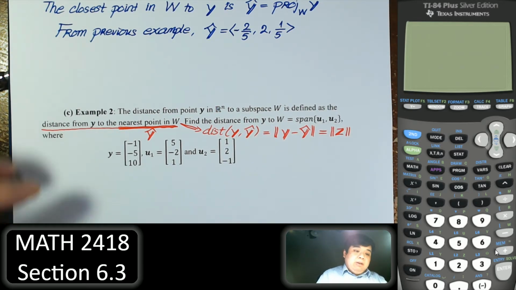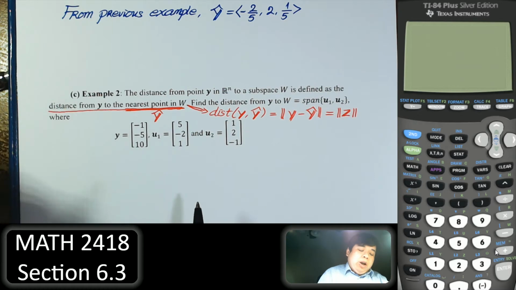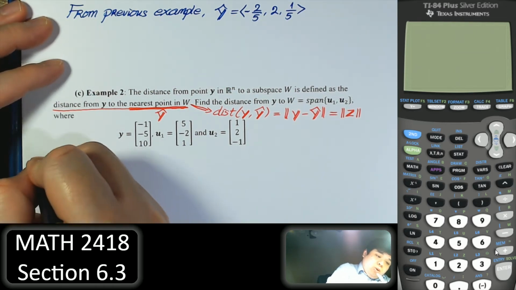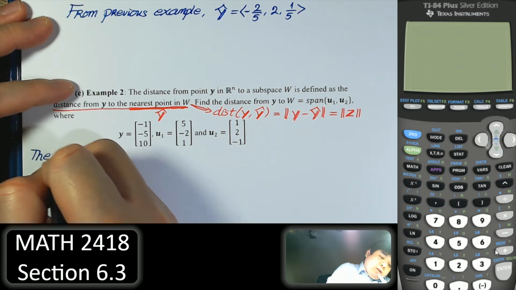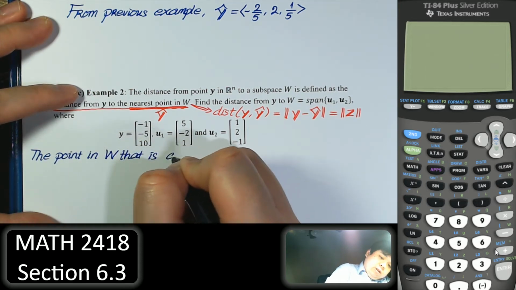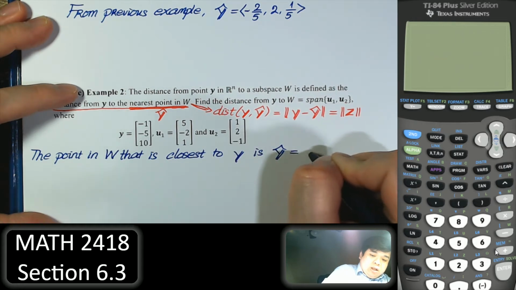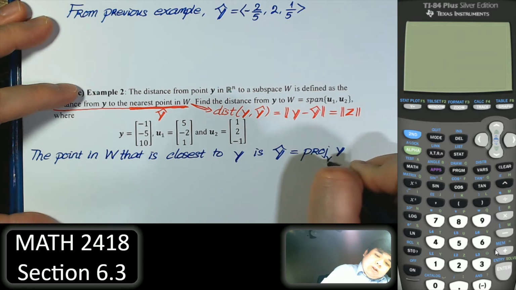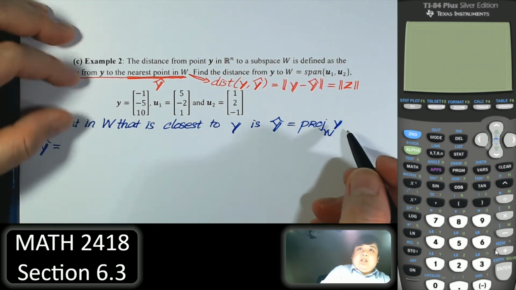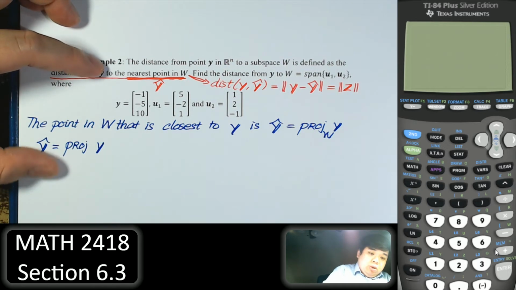Right, so simple enough. First we'll find the y hat, the closest point in W to y, and the point in W that is closest to y is y hat, which is the orthogonal projection of y onto W. So we have y hat equal to the projection of y onto W, which will be the projection of y onto all the bases of W that are orthogonal.